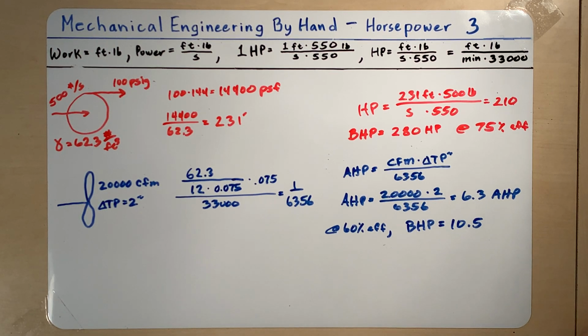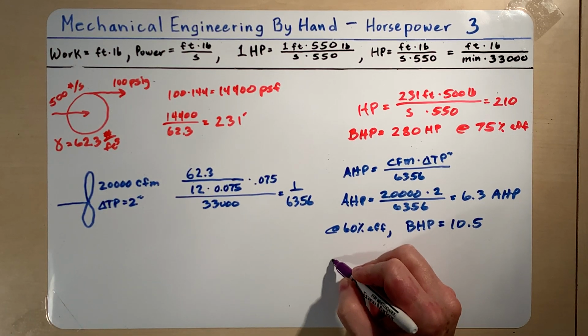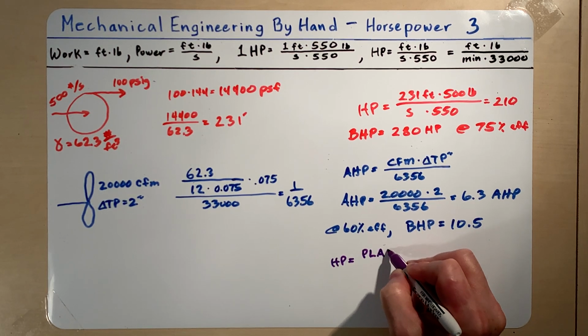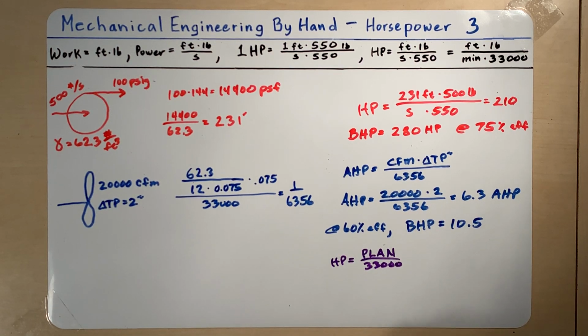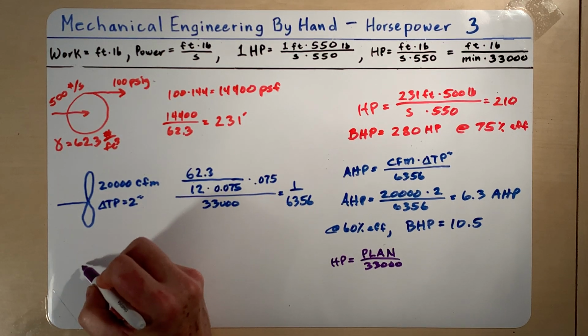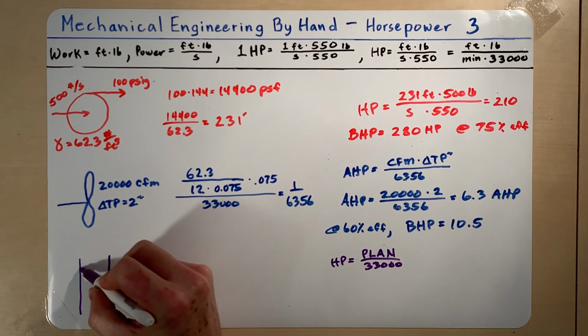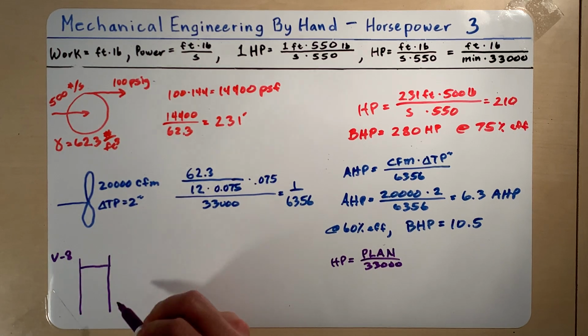Okay. One last example would be the PLAN formula. Let's see, I'll write it here first. Horsepower equals PLAN over 33,000. And this applies to internal combustion engines. So let's say we have a cylinder here. We're looking at a cross section of it, and it's in a V8 engine.